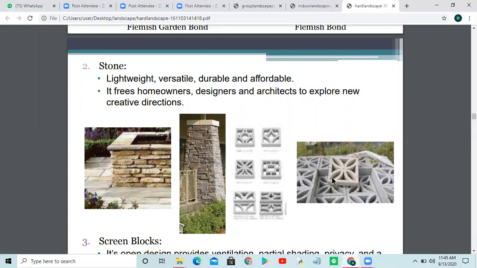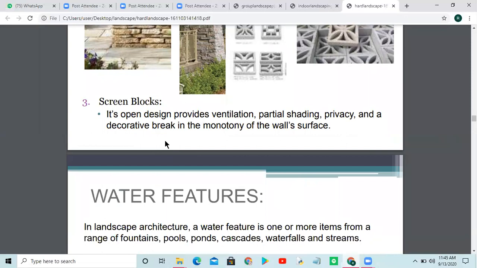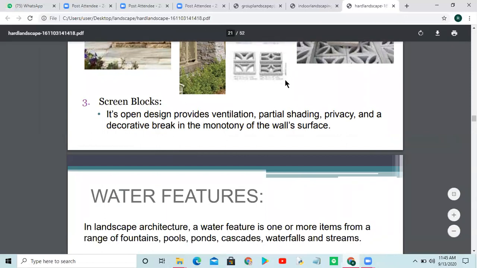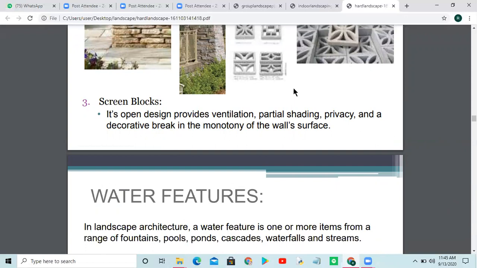So this is one part. It can act as a very good wall. It can act as a very good screen for landscape. Screen blocks are basically blocks which provide a barrier, and they also define spaces.